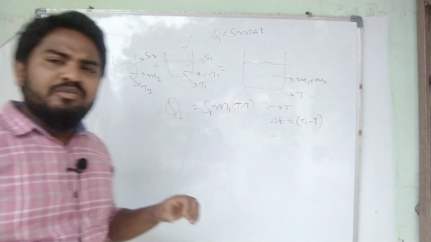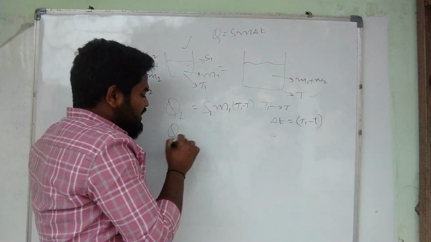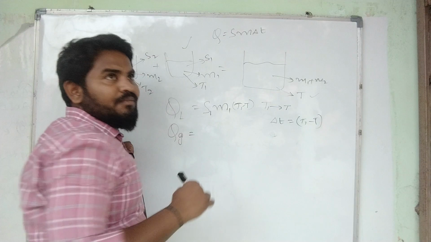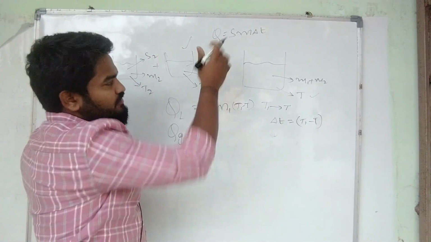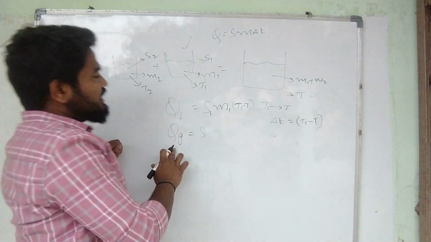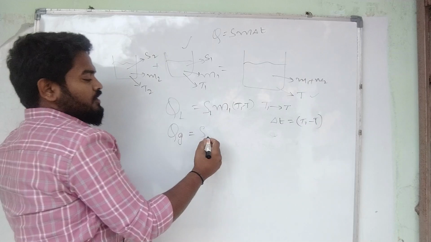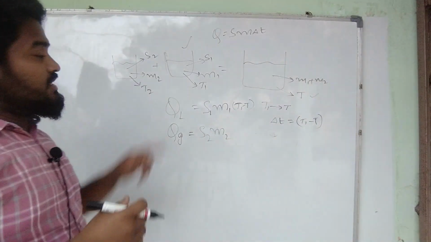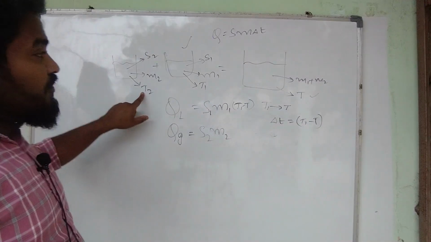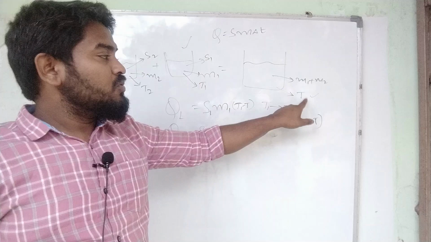In the same way, by using the same formula, we can calculate the heat energy gained by the cooler body. Heat energy gained by the cooler body will be the specific heat of the cooler body, the mass of the cooler body, and the change in temperature. The cooler body is at the lower temperature T2. After mixing with the hotter body, the T2 temperature rises to T.